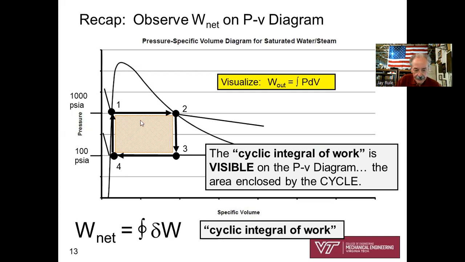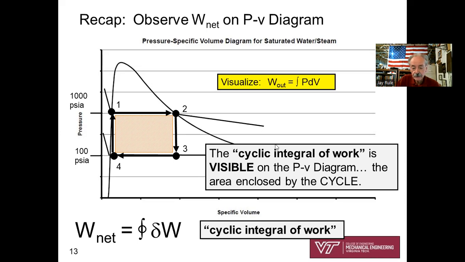So W net is the shaded area enclosed in the cycle. Another thing to observe, look at the direction of the process. It is clockwise. So this is a system operating in a cycle producing positive W net. Clockwise, going clockwise, positive W net. That's something you need to learn. We're going to go the opposite direction at a later time in class.